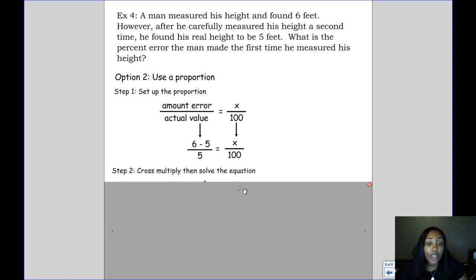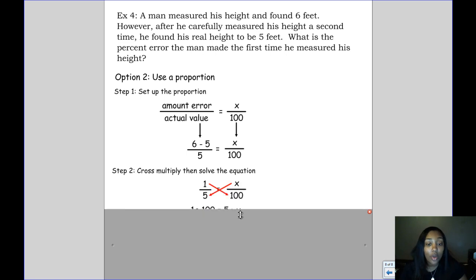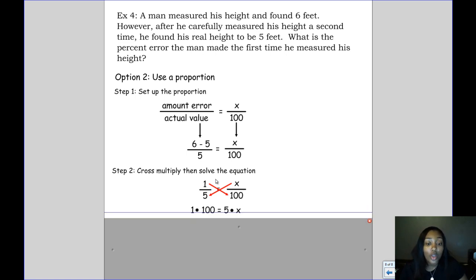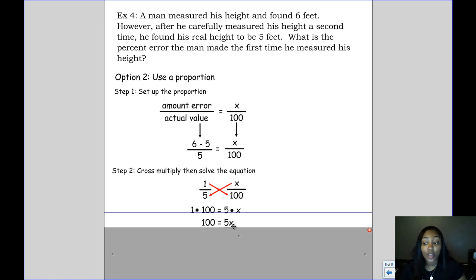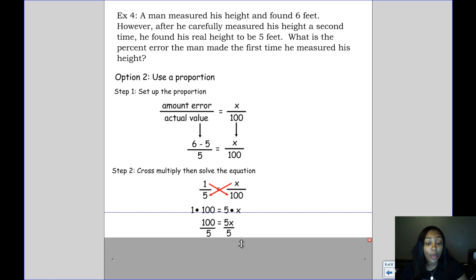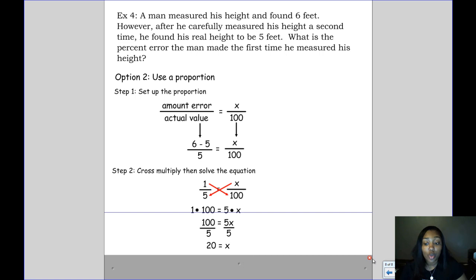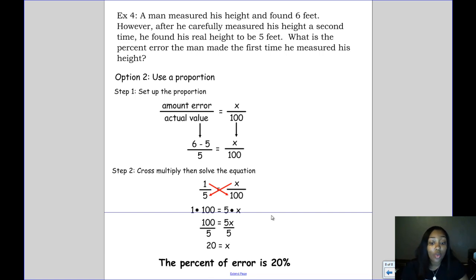So then the next step is that you have to cross multiply to solve the equation. We know that 6 minus 5 will give us 1. So our ratio will be 1 over 5, or 1 to 5, is equal to x to 100. And we're going to cross multiply to figure out what x is equal to. So we're going to do 1 times 100 on one side of the equal sign and then 5 times x on the other side. We know that 100 times 1 gives us 100, and then 5 times x will give us 5x. We're going to divide both sides by 5, and that means that x would equal 20. So that means he had a 20% error in his calculation of his height.